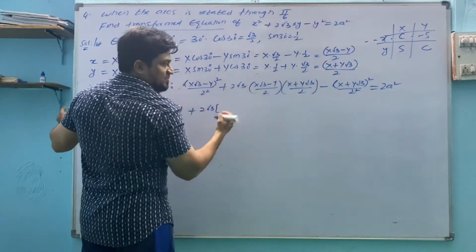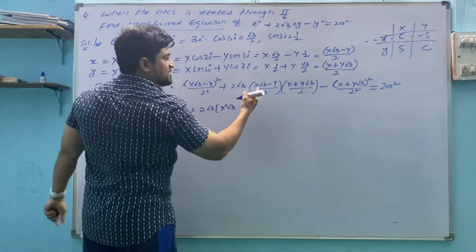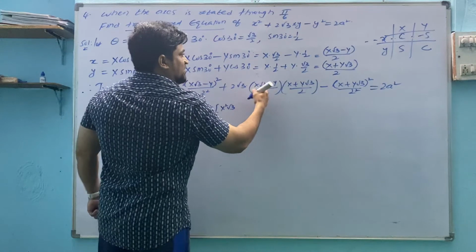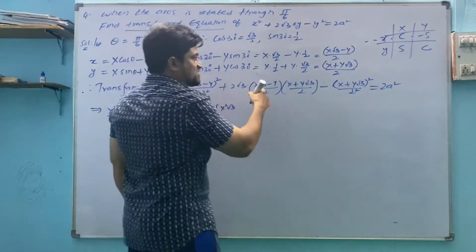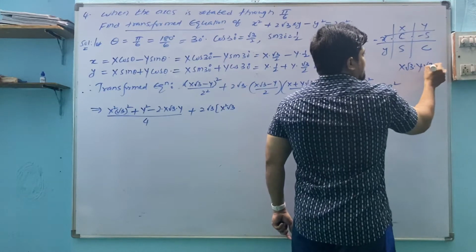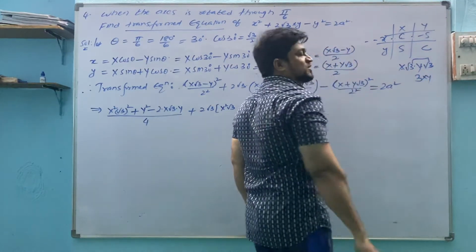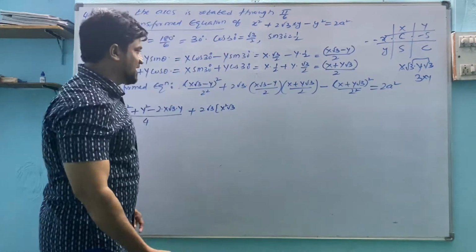First into first and multiplying. x into x is x square root 3. Then x into y, xy, root 3 into root 3 is 3. See, x root 3 into y root 3 is how much? Root 3 into root 3 is 3. x into y is xy. Root 3 into root 3 is root 3 square, that is 3, and xy.